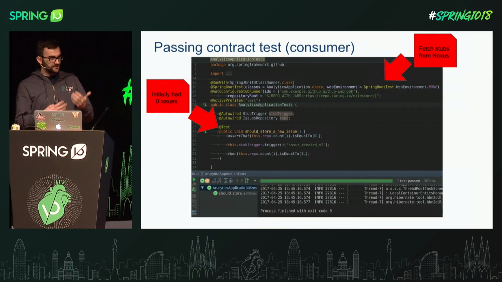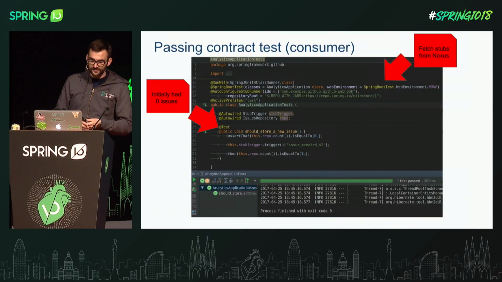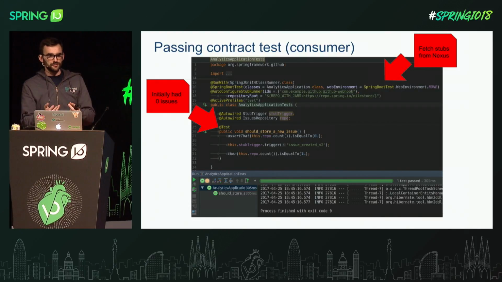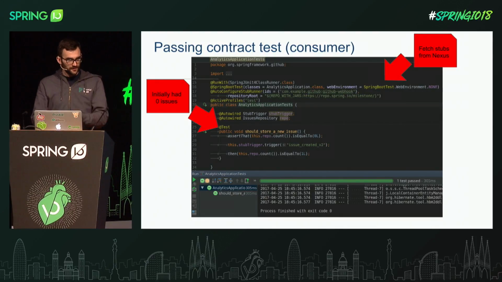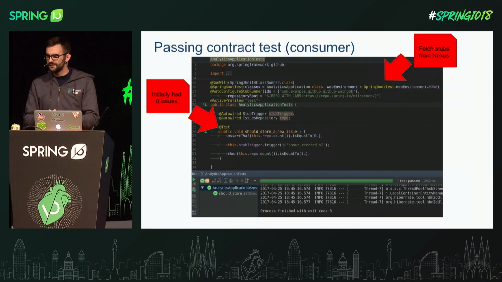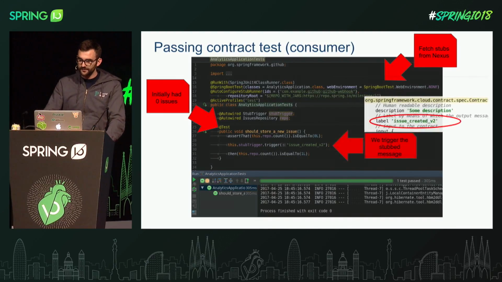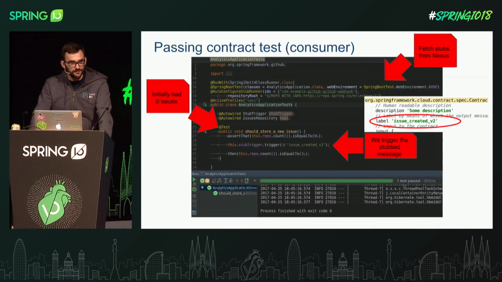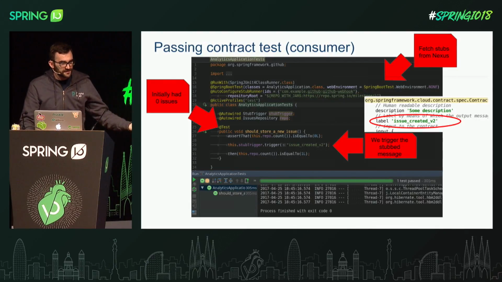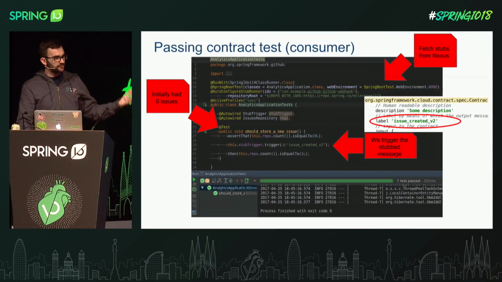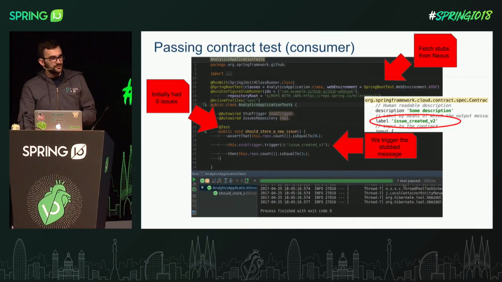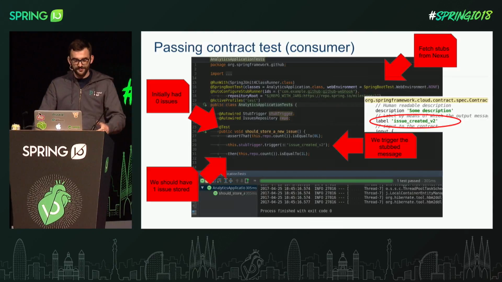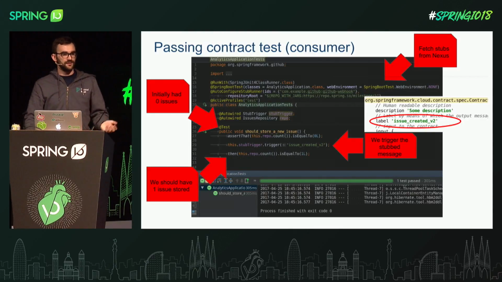Now, the model on the GitHub Analytics side is that it's analyzing the number of GitHub issues. So the initial count of issues was 0. Then a message has to be triggered, and we should have 1 issue stored. Remember in the contract, we had something like a label. Since we need to trigger a message, we will use the label from the messaging contract to actually trigger the message from the stub. So our test doesn't even know that a message comes from the stub, and we should have 1 issue stored at the end of the day.